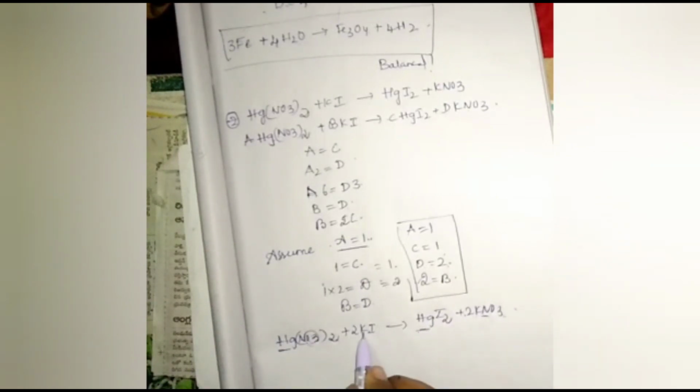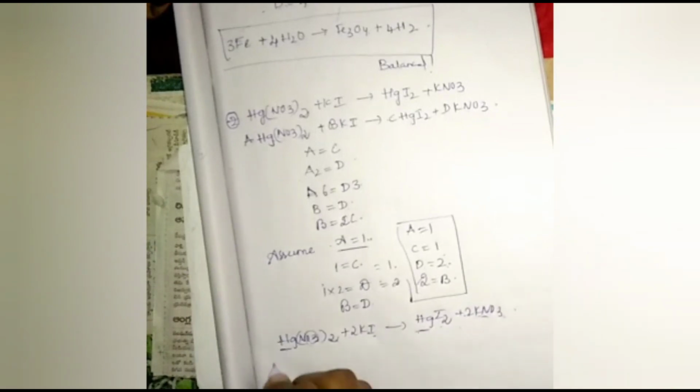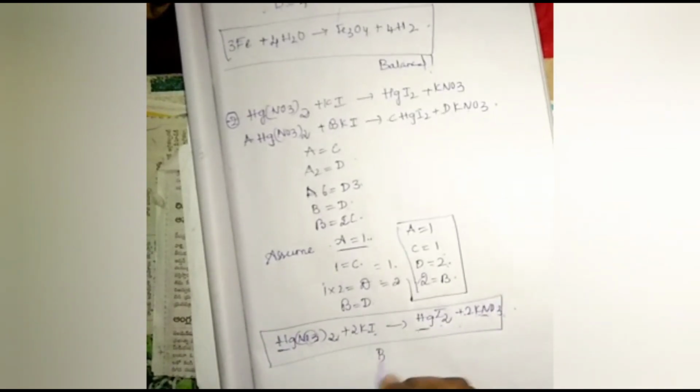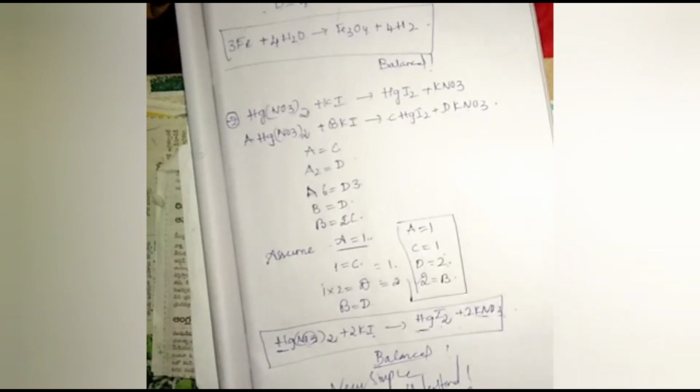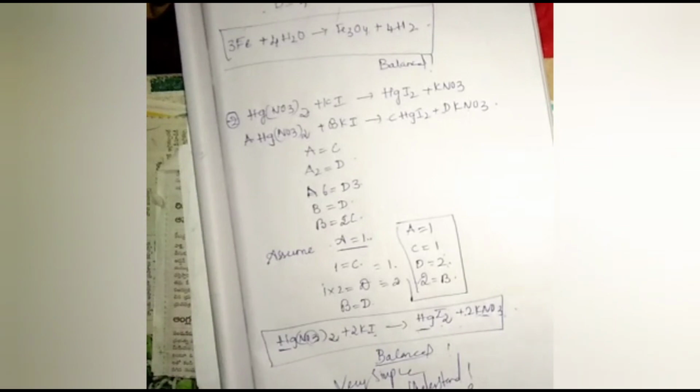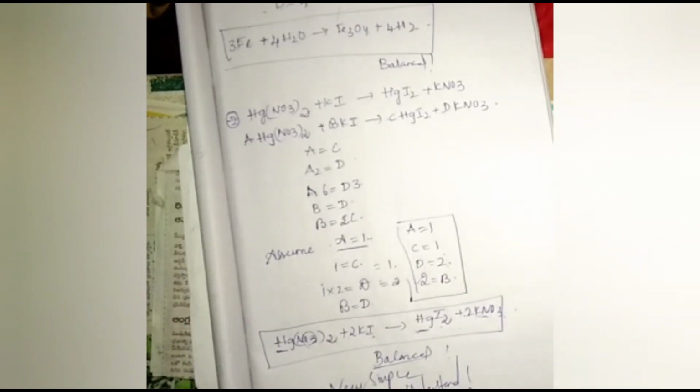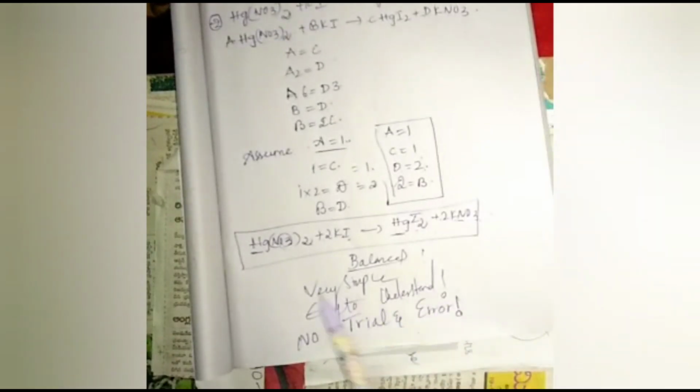So this is a very simple method, easy to understand, no trial and error. It takes only 4 steps, very easy steps. We can balance reactions very easily. We can balance this type of reaction with the ABCD method. Okay, a very easy method to solve balancing of chemical reactions. Not all reactions, only this type of reactions.